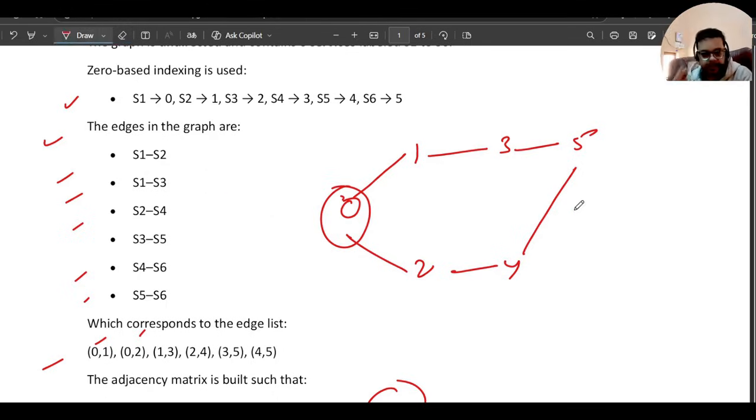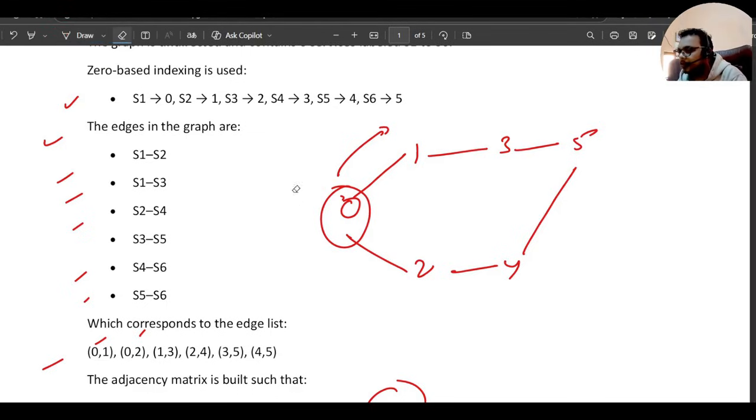Like from 0 we have two options, either we can go to 1 or we can go to 2. But the point is very important, because sometimes it can be random. From 0 we can go to 2, but no, they're saying we are going in ascending order. That means from 0 we will go to 1. Then what will be the traversal of DFS?